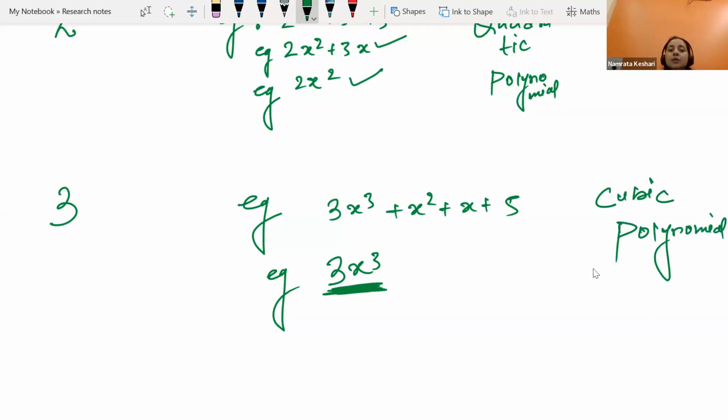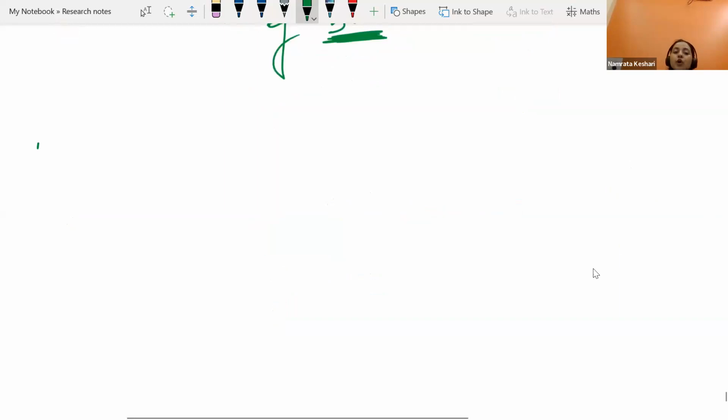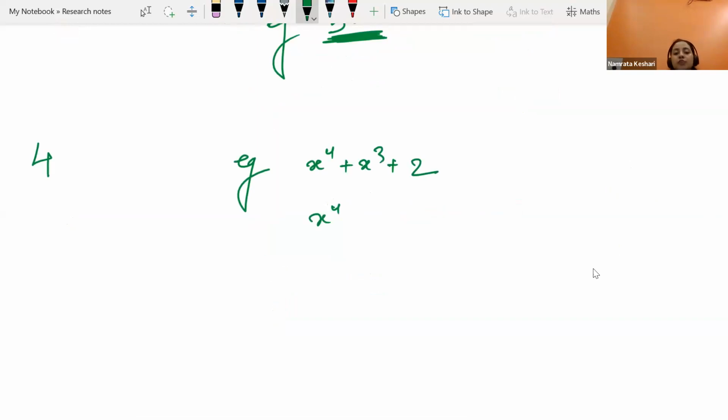Now, when the degree of the polynomial is 4, for example, our polynomial will look like x to the power 4 plus x cube plus 2, or maybe 5x to the power 4 plus 2x, just that. The x to the power 4 term will be there. That's when we will be calling it degree 4, and that has a specific name called quartic polynomial.